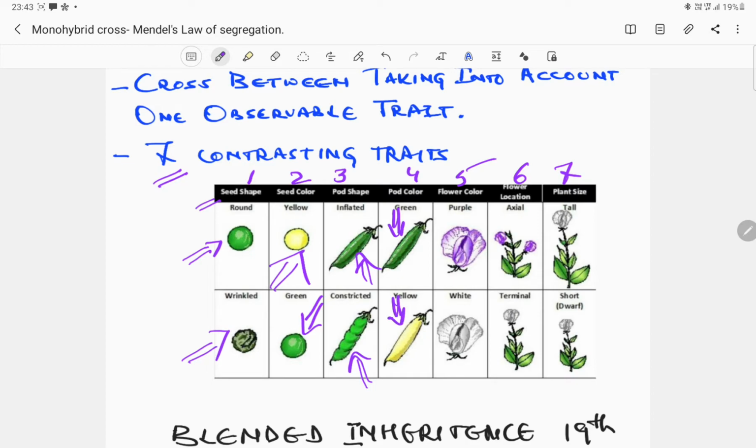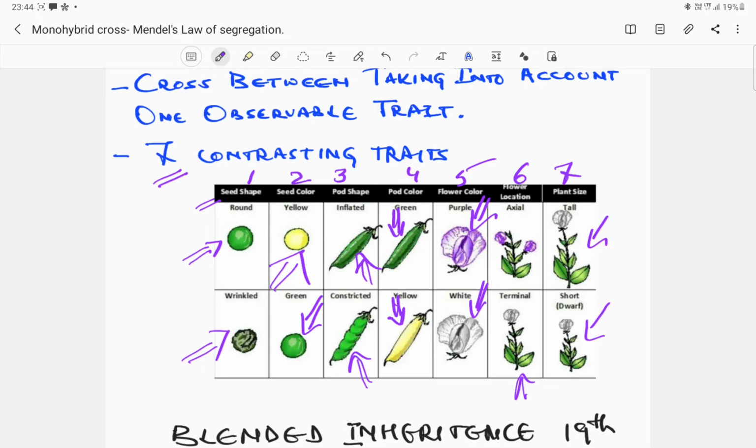The flower of the pea plant can be purple or white. Similarly, the location of the flower can either be axial, which we have dealt with in the other video, or terminal, and the plant can be tall or dwarf. So these were the 7 contrasting traits that Mendel chose for observation in his experiments.